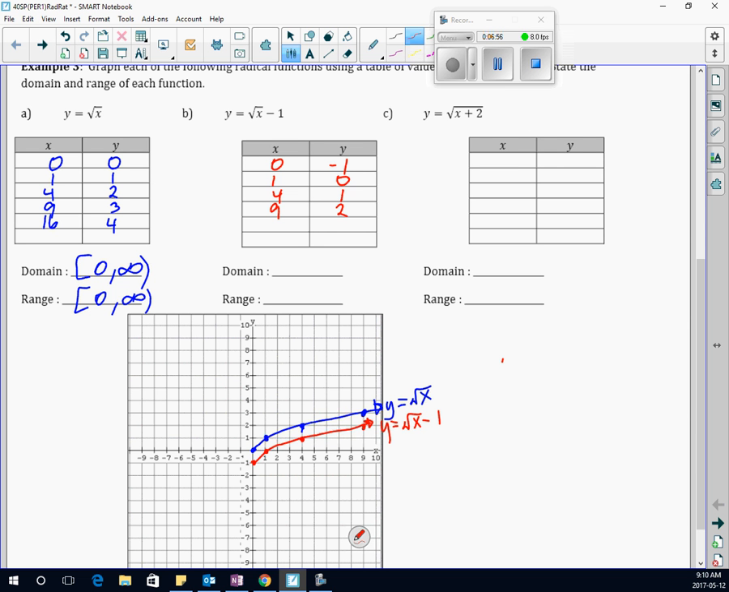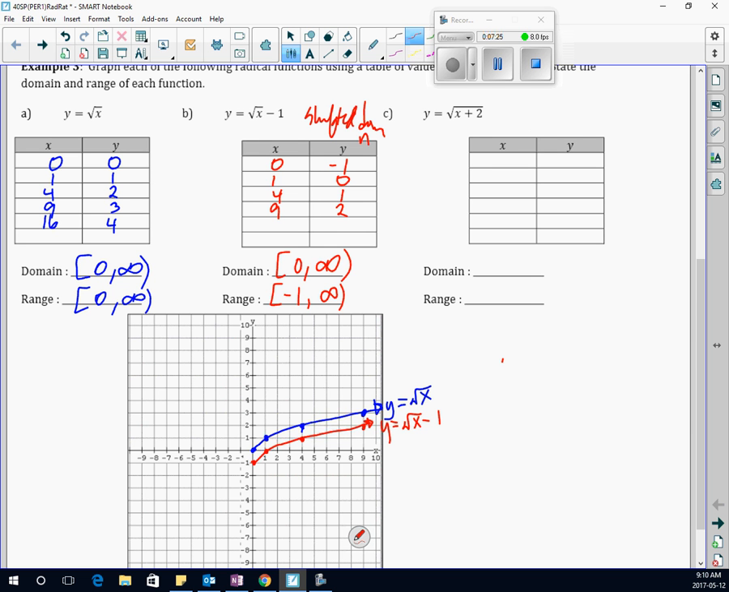Okay, how about the next one? I hear left 2. Very good. Oh, we didn't do domain and range. Sure. So what's the domain? 0 to infinity. What's the range? -1 to infinity, which makes sense. If it got shifted down 1, that would only affect the range, right?